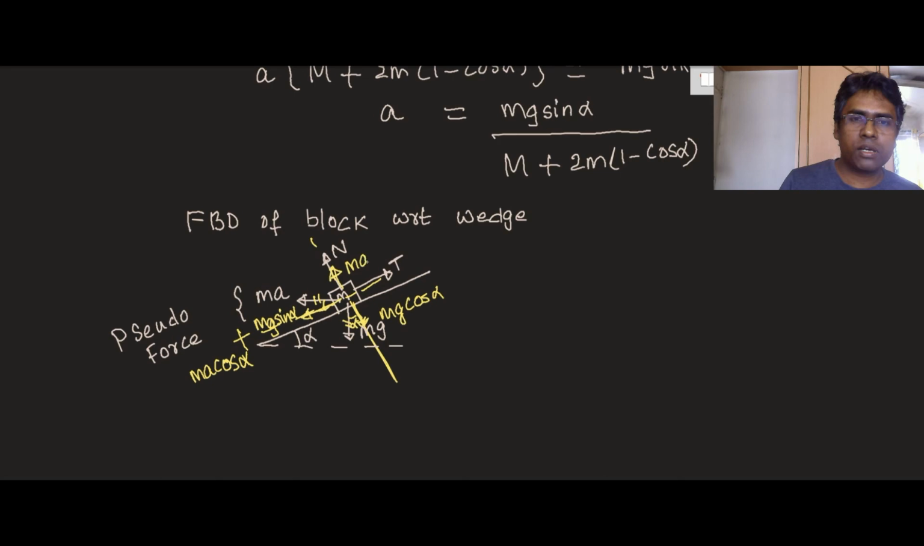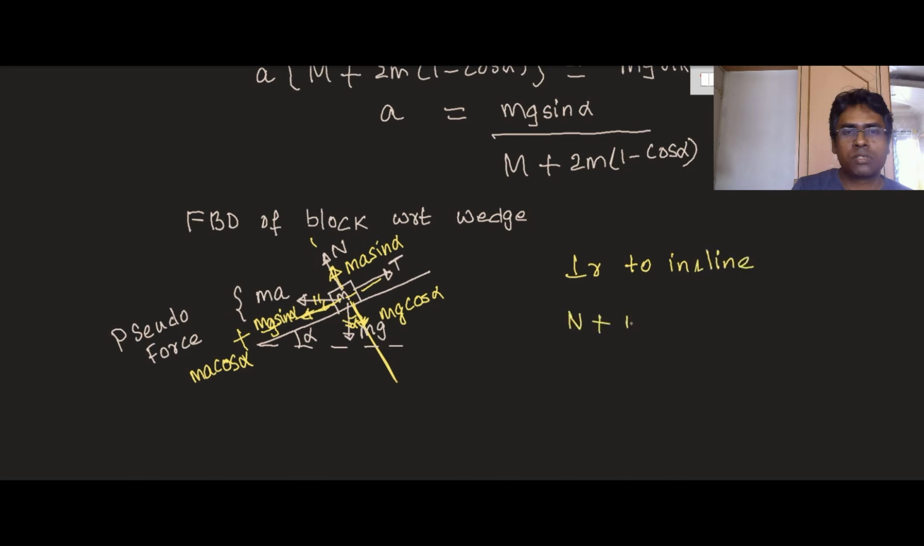Okay, now perpendicular to the incline. If I look at perpendicular to the incline, the block has zero acceleration, so the net force should be zero. That means the sum of the forces upwards, N plus ma sin alpha, is equal to mg cos alpha.